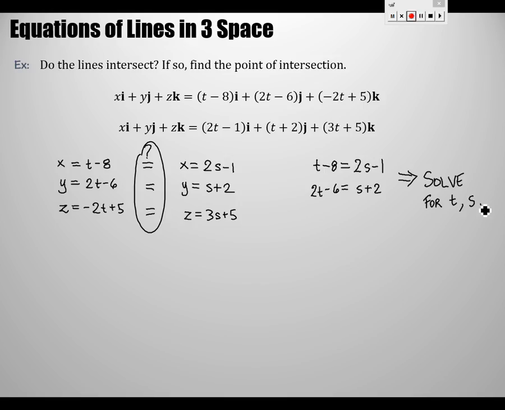So solve for t and s. Like I said, I'm kind of rushing at the end here a little bit. I apologize.